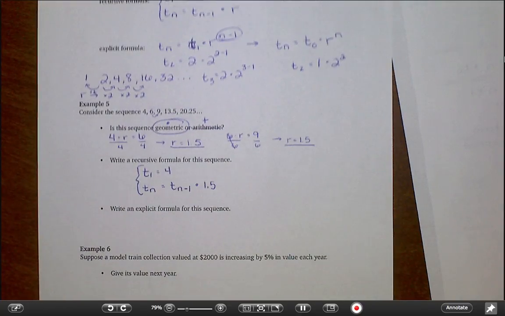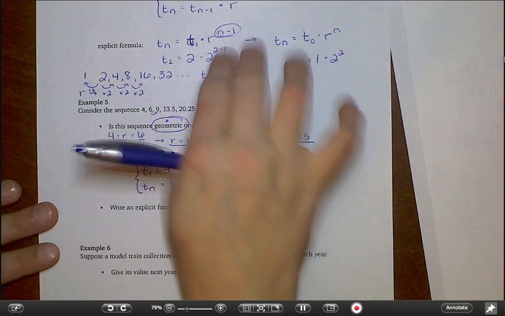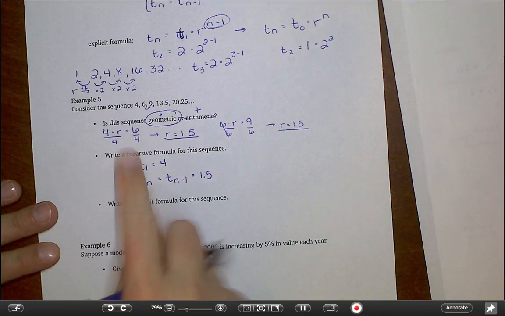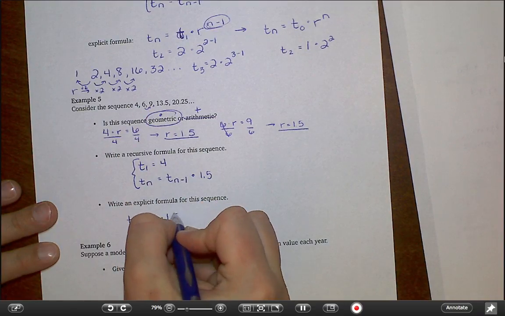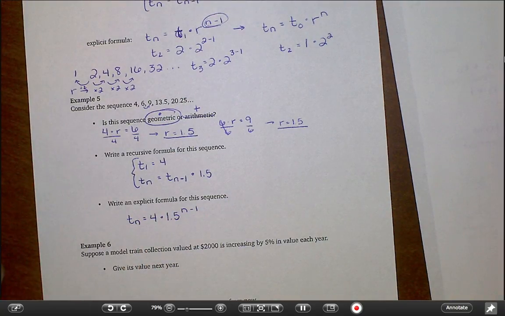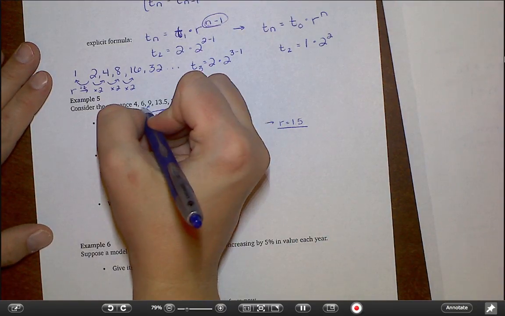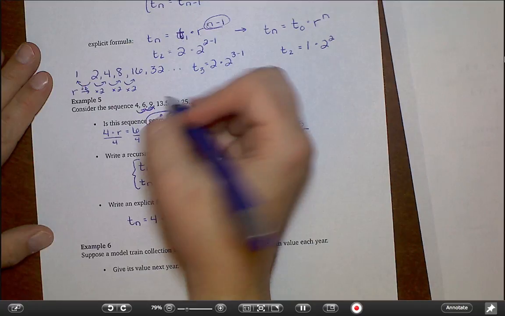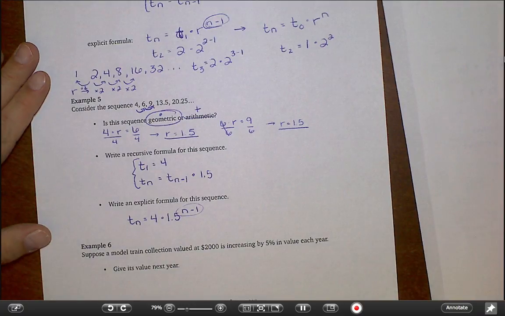And then an explicit formula for this sequence. I'll go with the one out of the book just so we're not confused. To get to term n, I'm going to take my first term, which is 4, and multiply by 1.5 n minus 1 times. And again, the reason for that is, for example, to get to term 2, you only actually multiply once. To get to term 3, you only actually multiply twice. To get to term 7, you would be multiplying 6 times, and that's where the n minus 1 comes in.